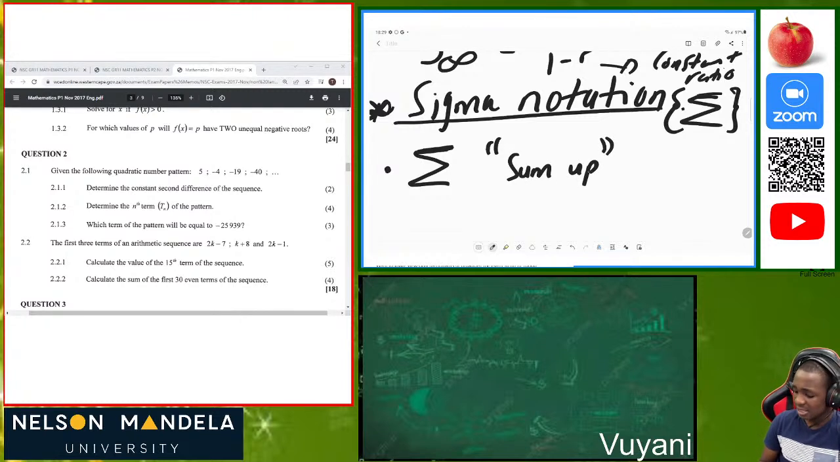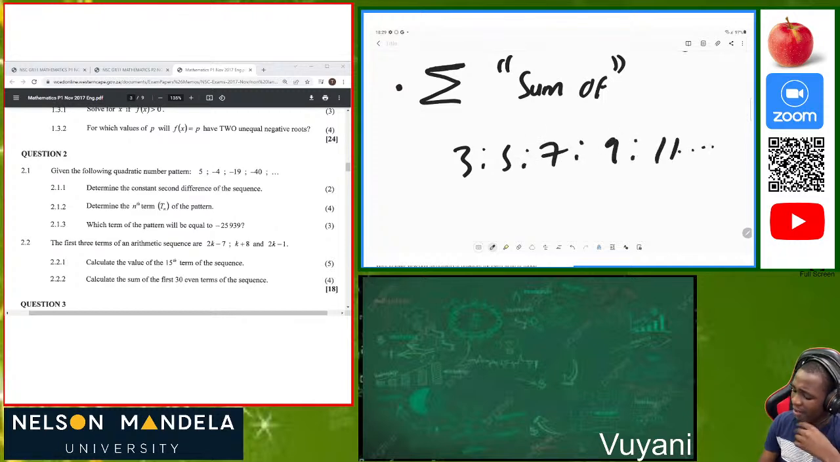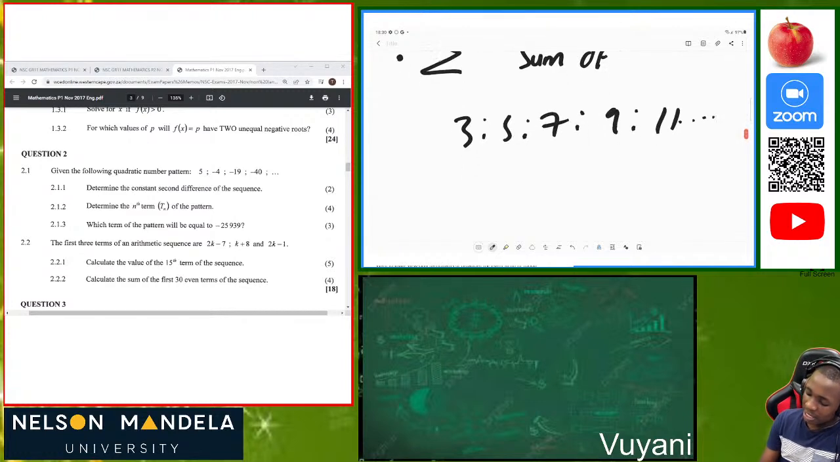For instance, maybe we have 3, 5, 7, 9, 11. We have a long pattern, a long sequence, so we are trying to shorten it by using our sigma notation. So let me make a small example, e.g., so that you can see what I'm talking about.